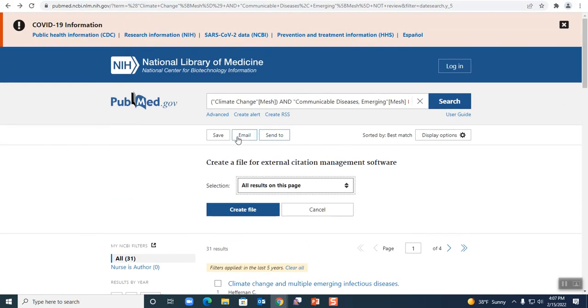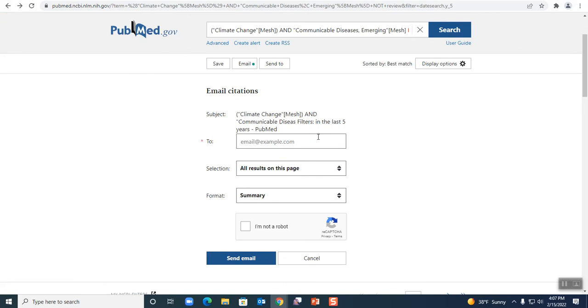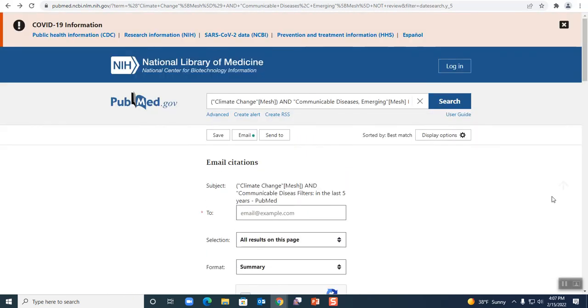The other way you can do it is you can email all the results that you have here, all 30 of them. You put your email here and then do all of this and send it to yourself. It'll come as a bibliography in whatever style you want. So that's the quickest way I can tell you about PubMed.